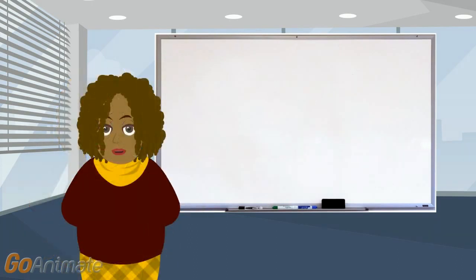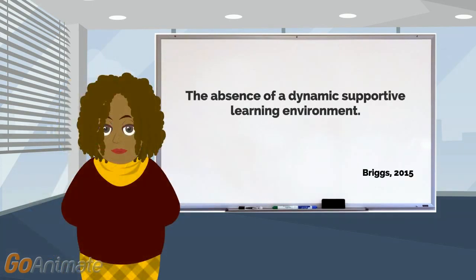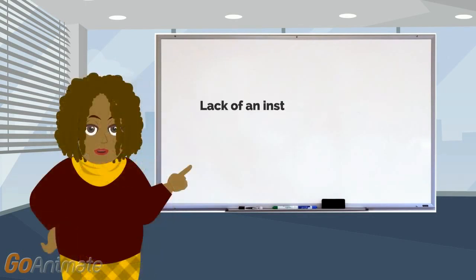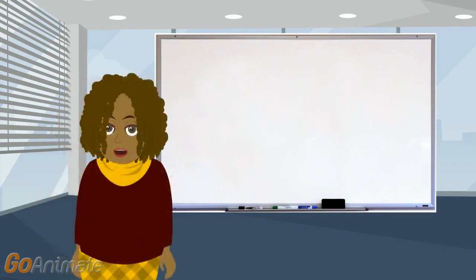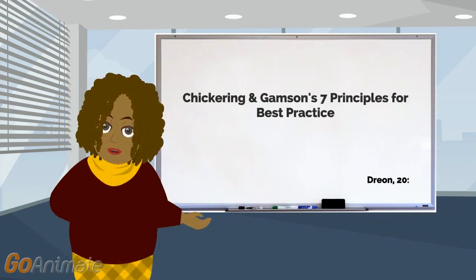What are the barriers to engagement? First, the absence of a socially dynamic and supportive learning environment. As teachers, when we don't provide a socially instructional presence, it limits student engagement. Now that we know what prevents student engagement, let's take a look at Chickering and Gamson's 7 principles for best practice.